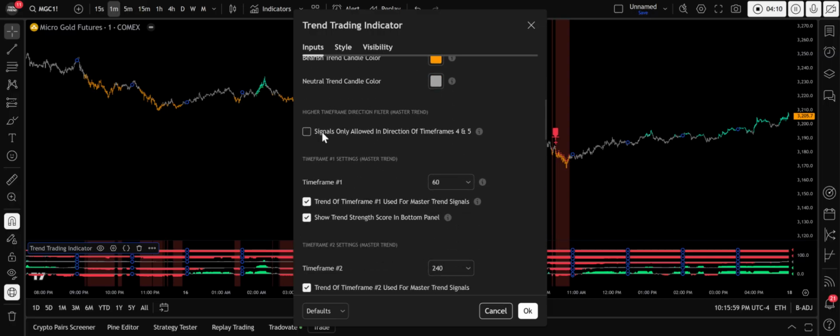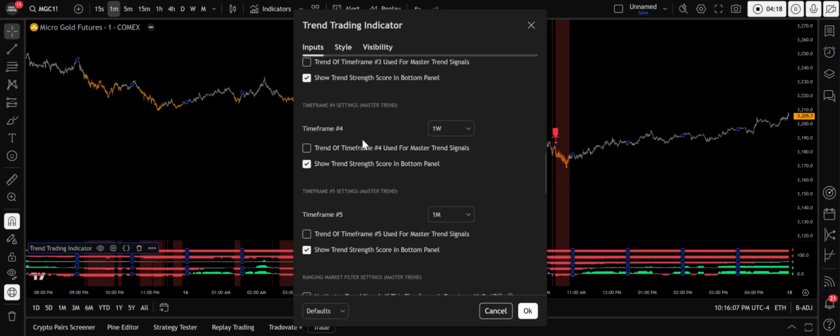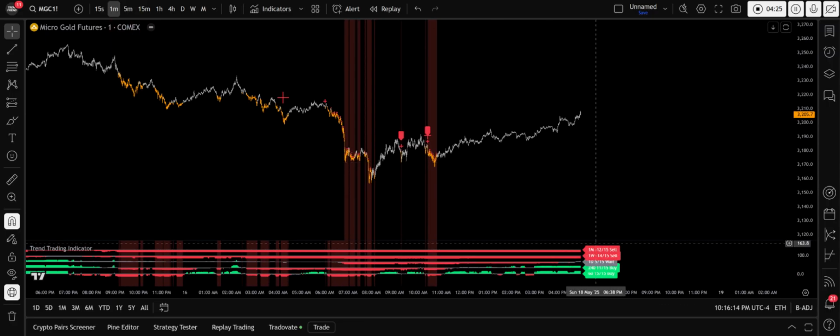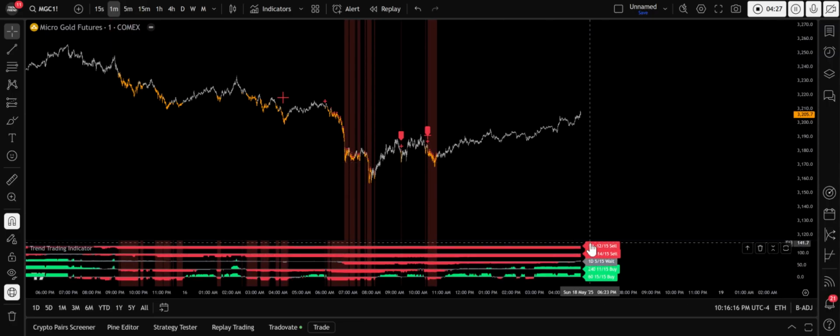This setting right here is enabled by default. So the signal is only allowed in directions of time frame 4 and 5. Those are going to be your highest time frames. And you can see here down at the bottom, these are going to be the overall. So we have the monthly and weekly as time frames 4 and 5.